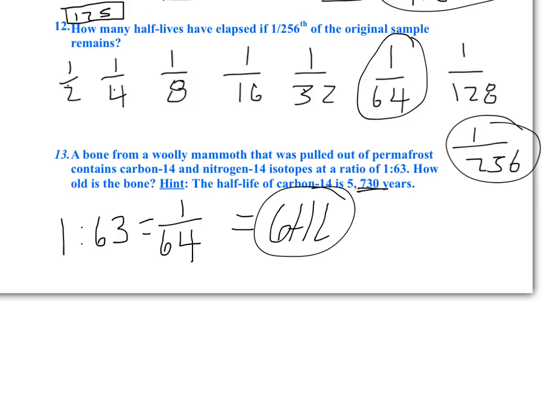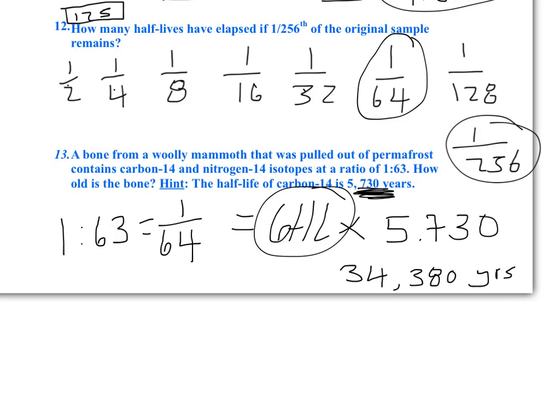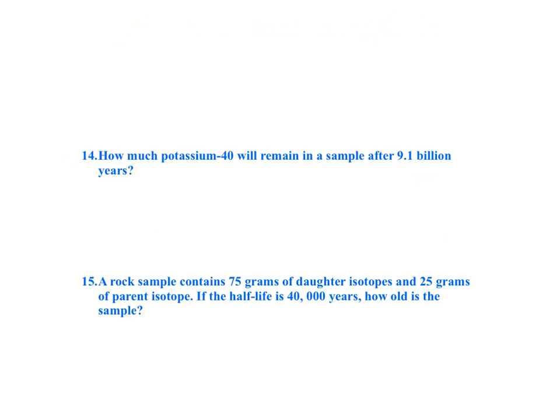Now we know the time that it takes for 1 half-life, so we're just going to simply multiply that by 6. If we take 5,730 and multiply that by 6, we come to an age of 34,380 years for that particular sample. Now, moving on to question number 14.